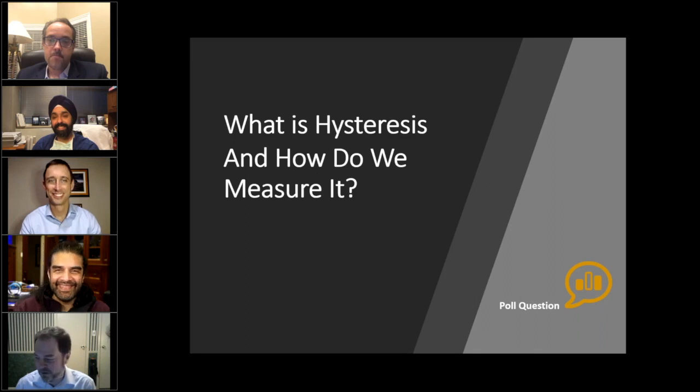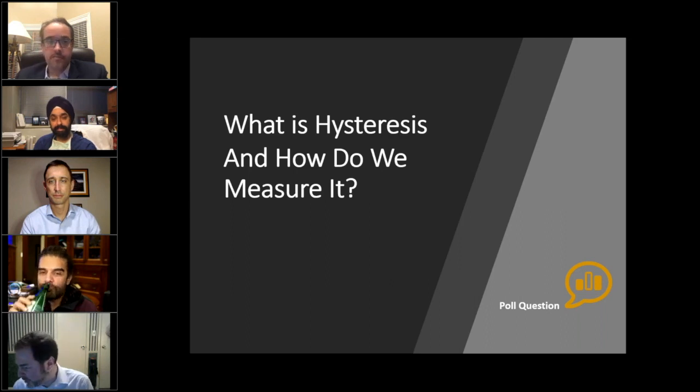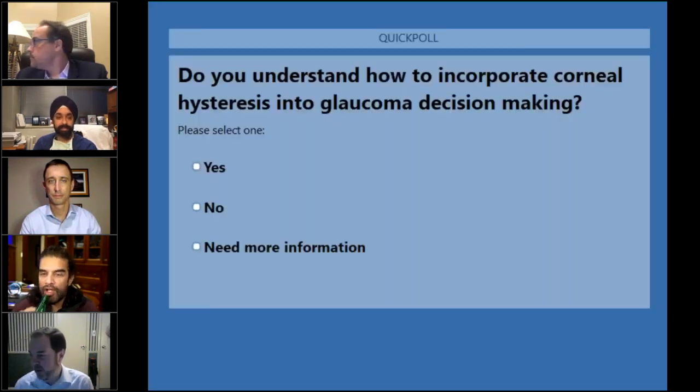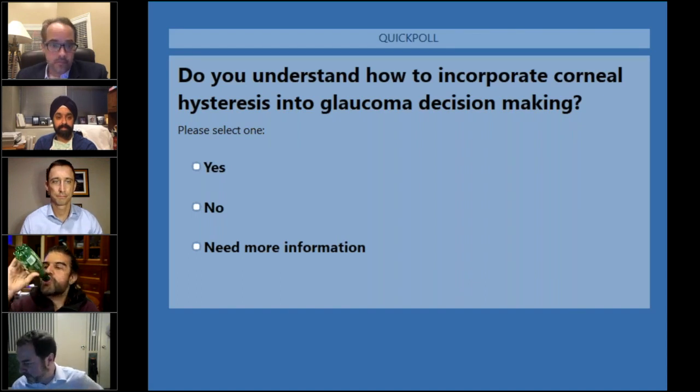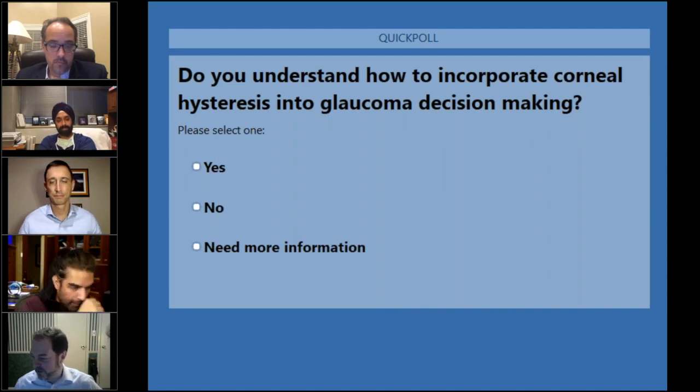This is our first opportunity for an interactive audience poll question. I'm going to do 2 questions that everybody gets to vote on. The first question is, do you, audience members, understand how to incorporate corneal hysteresis into glaucoma decision making? You should see that poll on your screen now, and I'll be able to see the results coming in. Most people don't understand how to incorporate it into clinical decision making right now. It's about 40% no, 20% yes, and the rest of you say, I want more information. Well, good. I think that's what we're going to do this evening.